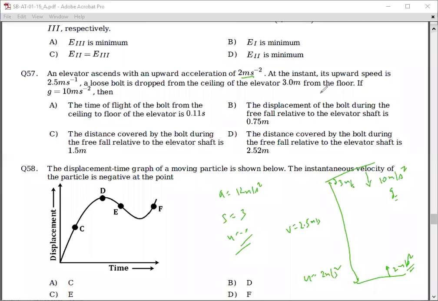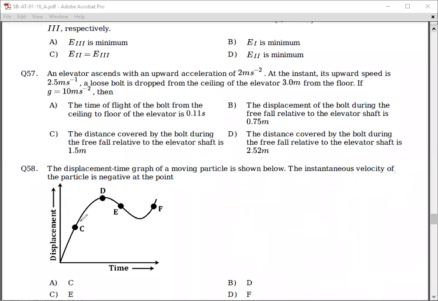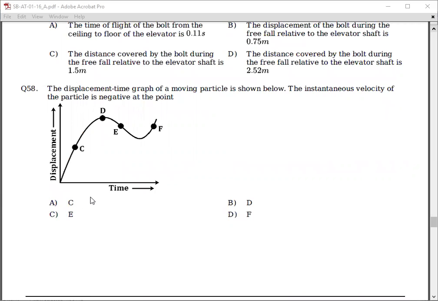Okay, chalo. So this is done. 57 is done. Now, last few questions. 58. I guess 58 is super easy. हाँ या ना? 58 is super easy. The displacement time graph is shown like this. The instantaneous value of the particle is negative at which point? Again, यहाँ पे positive है, slope 0 है. यहाँ negative है, यहाँ positive. The answer is E ना. I guess this is super easy, right? Easy. Yes. It was easy.